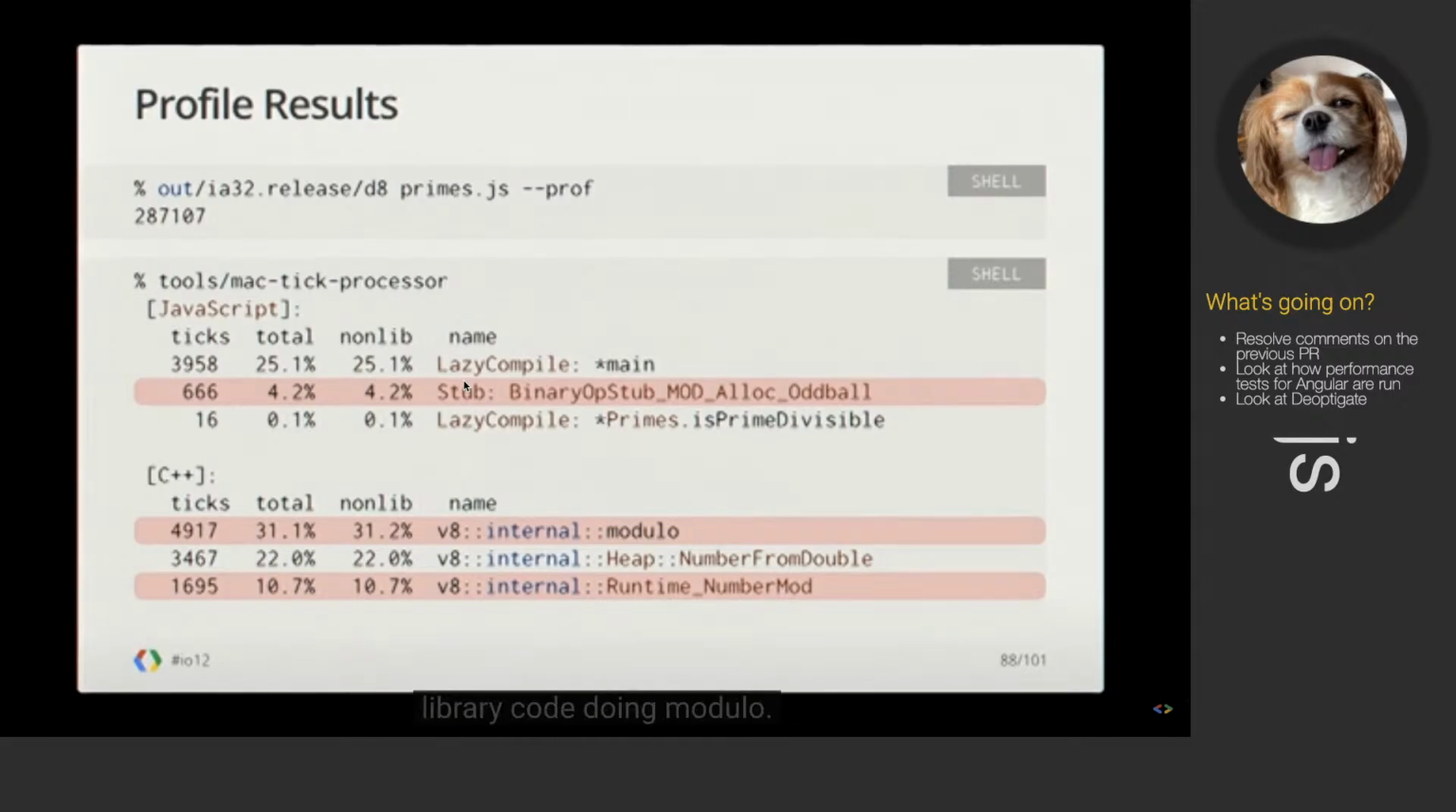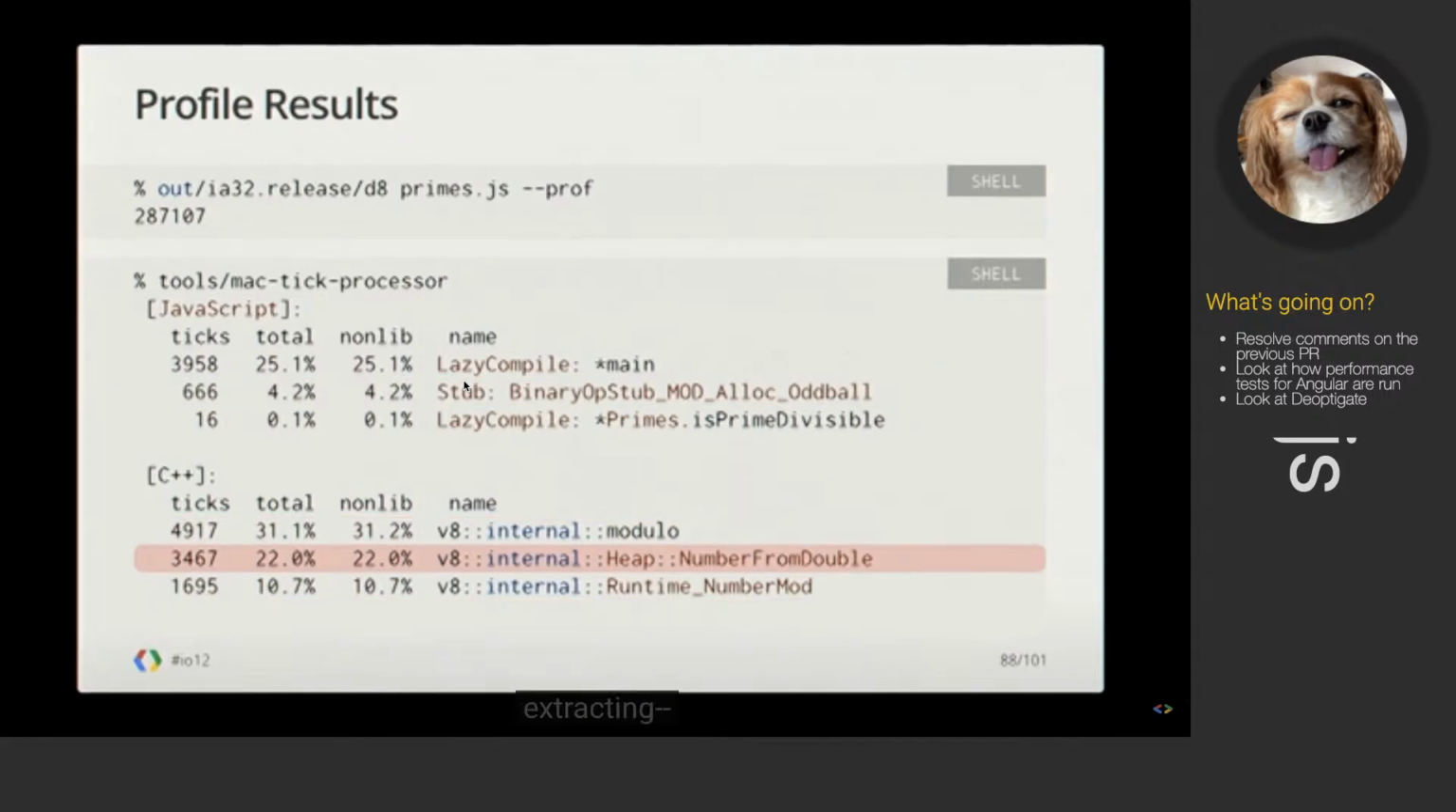That's kind of strange. And we're spending a lot of time in library code doing modulo. Okay. That's kind of strange. We should be able to inline that as well. I didn't expect that. And then here's another one that's kind of weird. We're doing a conversion from a number, taking a number and boxing it.